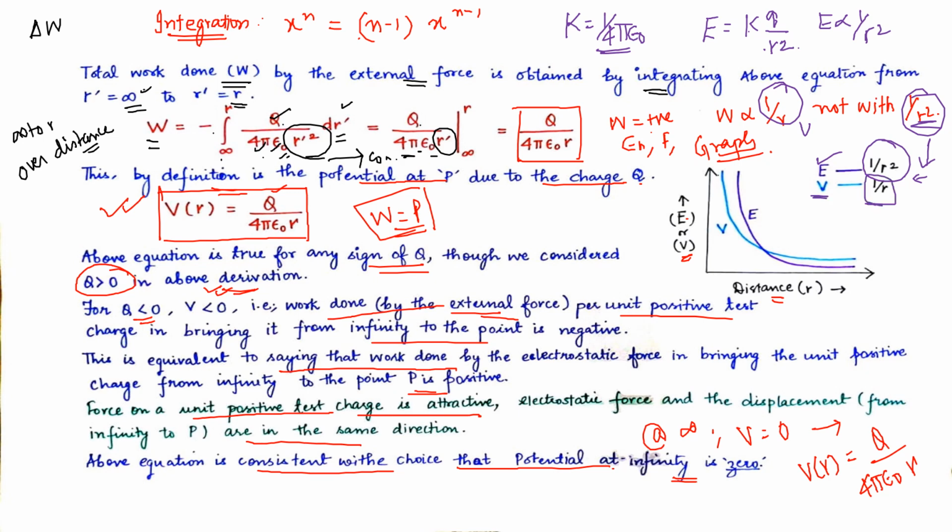We have drawn a graph. For V, at the start, when the distance is less, it is very high. Then as the distance increases, it slowly comes down to a lesser value. It is decreasing. But the electric field, at the same given distance, is more than the potential. As we increase the distance, the electric field decreases more than the potential. E is decreasing more.